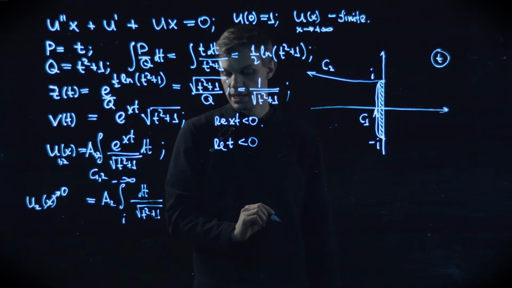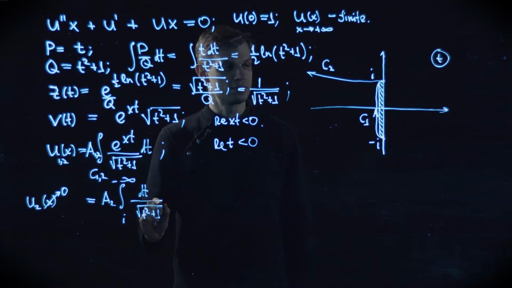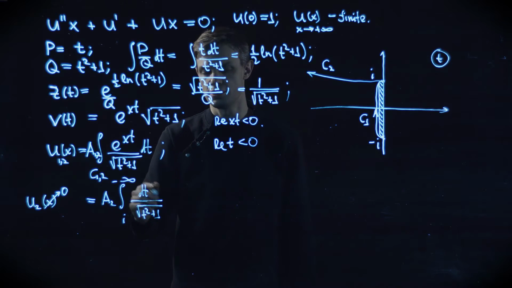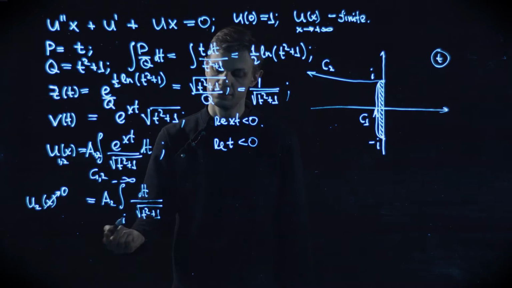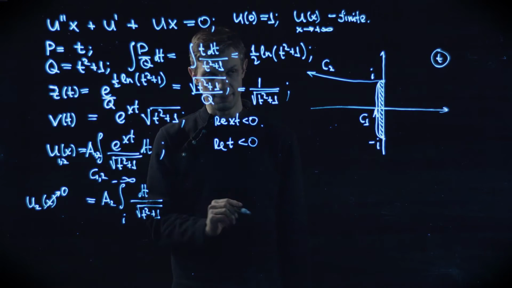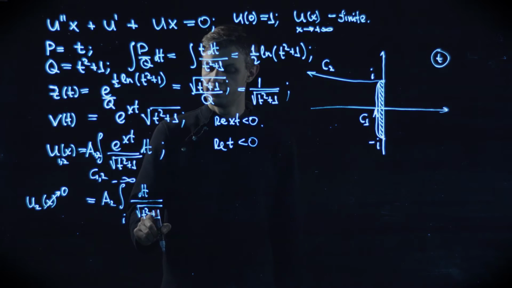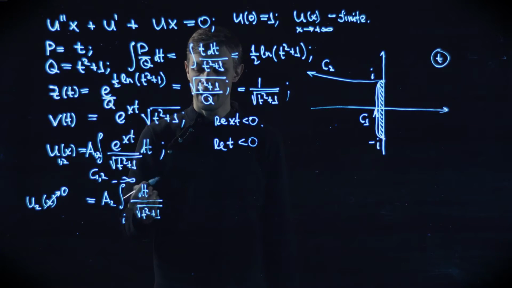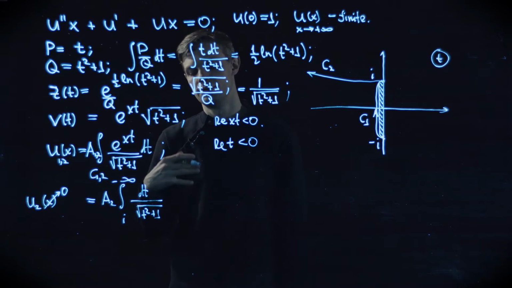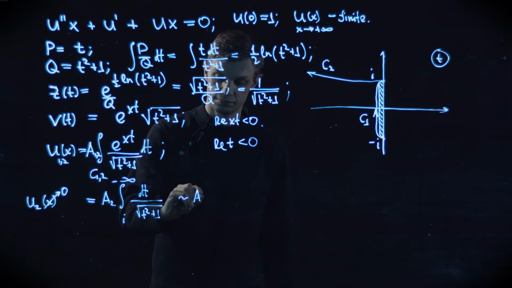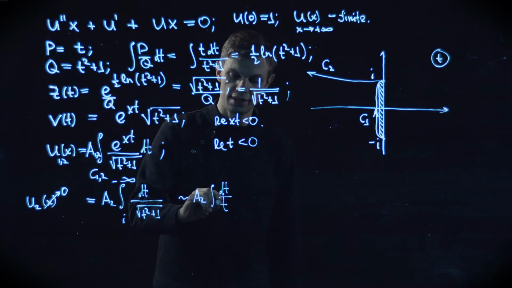So what do we notice? At t is equal to I, the integrand has a soft singularity because it contains the square root in the denominator, so it's an integrable singularity. So the integral converges at the lower limit. But at the upper limit, you clearly see that at large t, square root of t squared plus 1 behaves like t, and you have the divergent integral dt over t. So what does that mean?